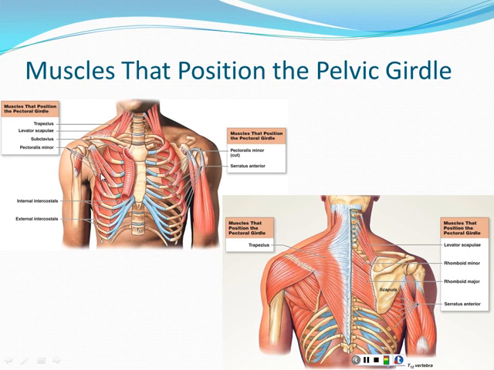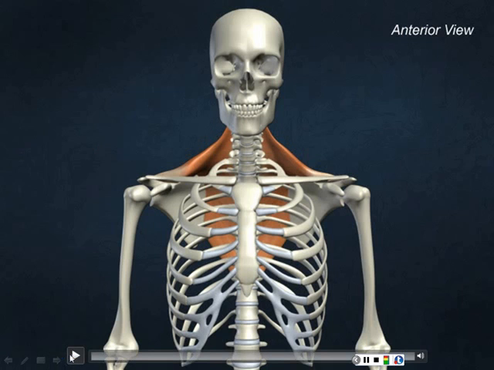And then in the front, we have the pectoralis minor, which really is more of a muscle of the arm. So the positioners are the pectoralis minor, the serratus anterior, which pulls it around, the rhomboid major, and then the levator scapulae, and then, of course, the trapezius being the big one in the back. All right. So let's look at that trap.